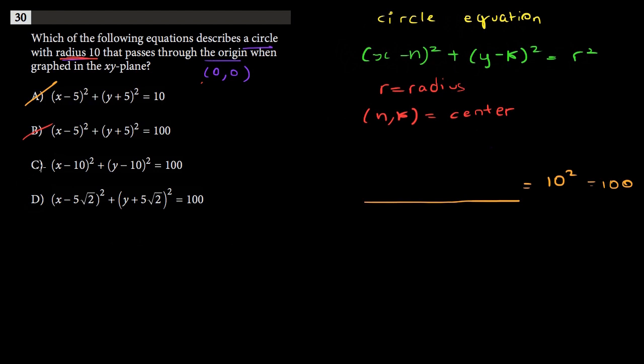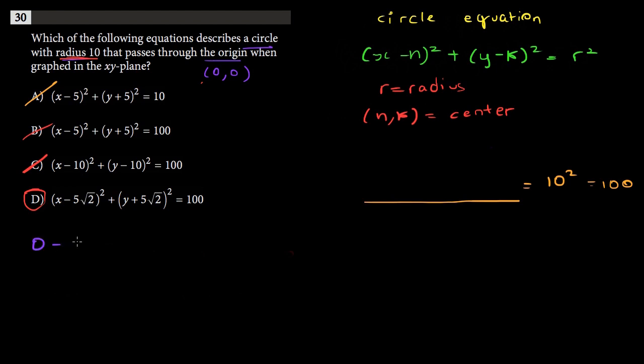Okay, let's look at C. If I plug in 0, 0, 0 minus 10 squared plus 0 minus 10 squared equals 100. That's what they claim. Well, 0 minus 10 is minus 10, so minus 10 squared is 100. Again, 100 plus 100 is 200, which does not equal 100. And so again, C, when I plug in the coordinates of the origin, this equation is not true. And so that must mean our answer is D, but we can just check once.